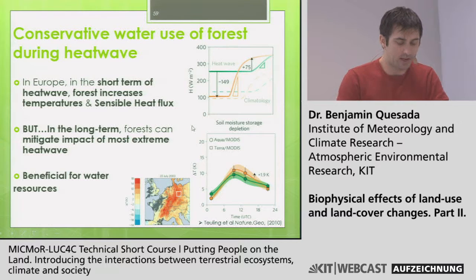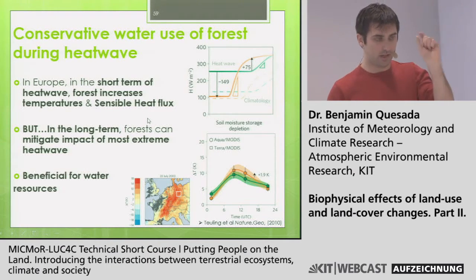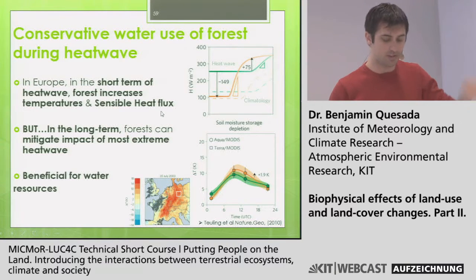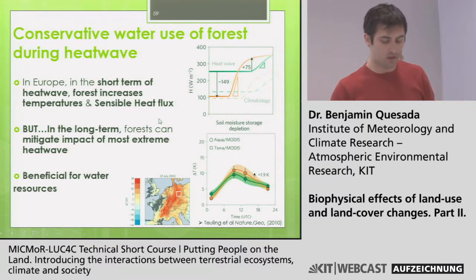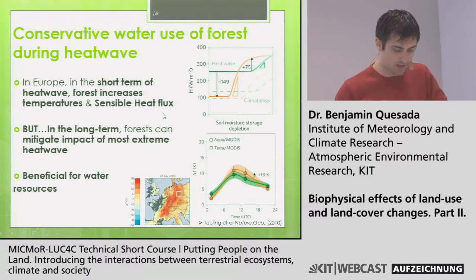There is also, in the same line, the study of Teuling et al. in Nature Geoscience 2010, at site level, so that's the pairwise sites between grassland and forest, non-distant sites. And they monitored the sensible heat flux, the latent heat flux, etc. And for the heat wave of 2003, for example, they monitored the changes in time of the sensible heat flux.